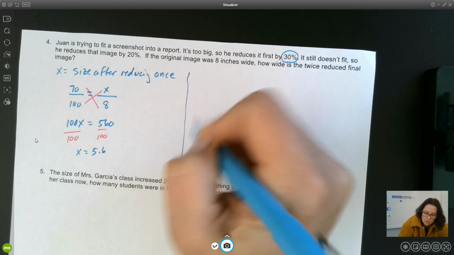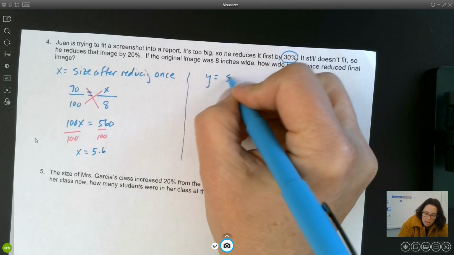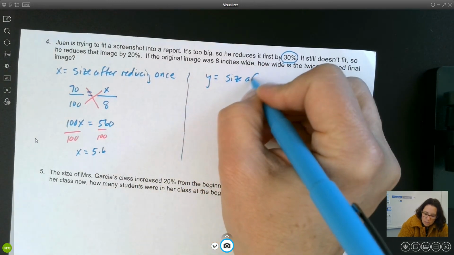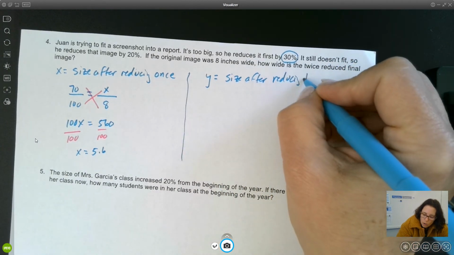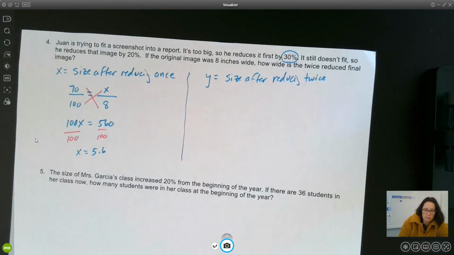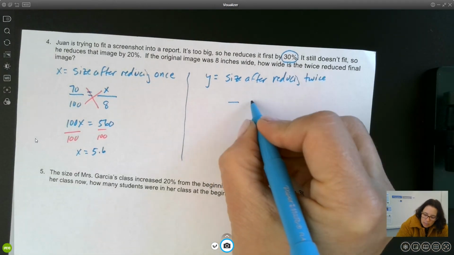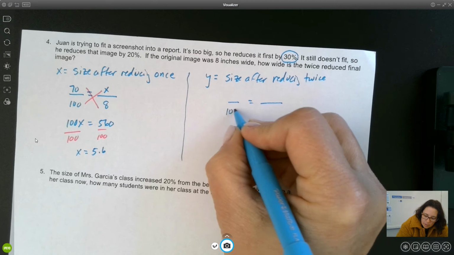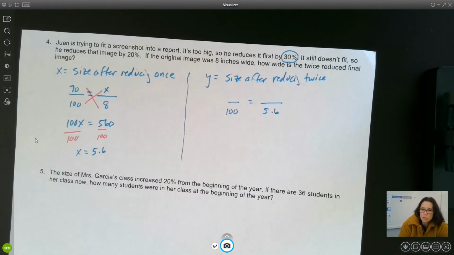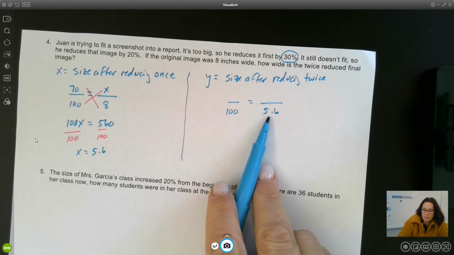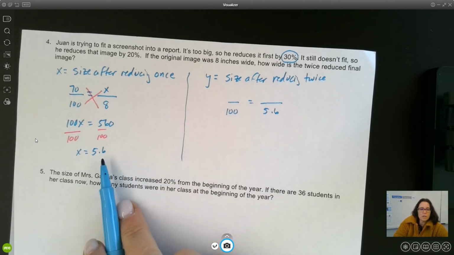Okay, now I'm going to let y be the size after reducing twice. Okay, so I'm looking now at my full thing is 5.6 inches. That is the new number we found here after the first reduction.